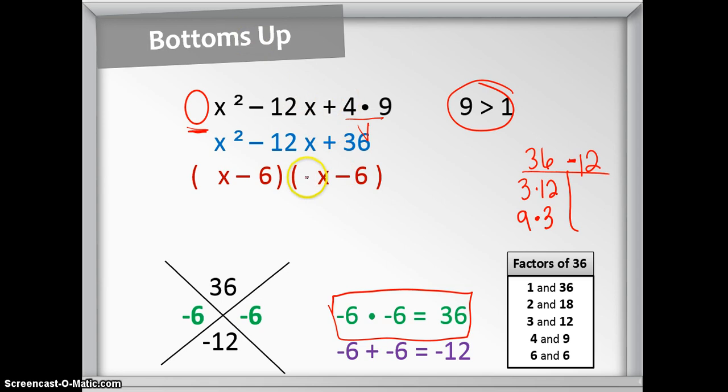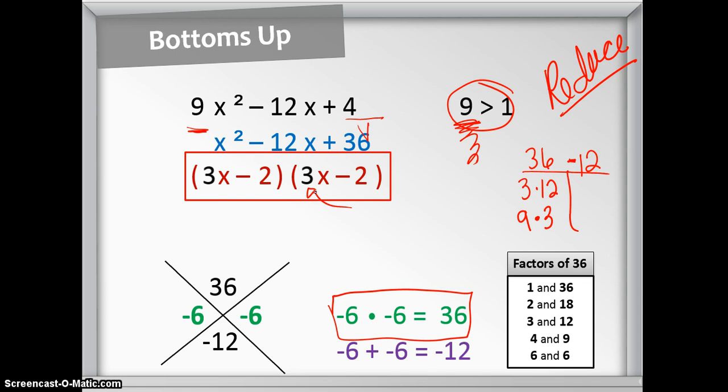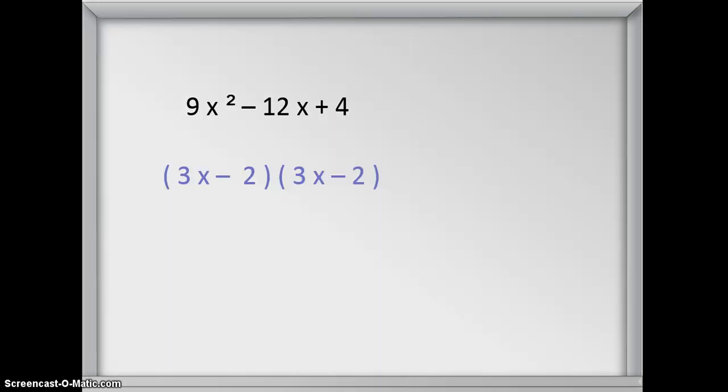Now here's where it's called bottoms up. You take this 9 that was originally your coefficient and you divide both of those numbers by 9. They can be reduced to 2/3. You always want to reduce them. Okay, once you reduce them, then you can take this 3 and do what we call bottoms up, which is you take the 3 and move it in front of the x. So now the final answer is 3x minus 2.